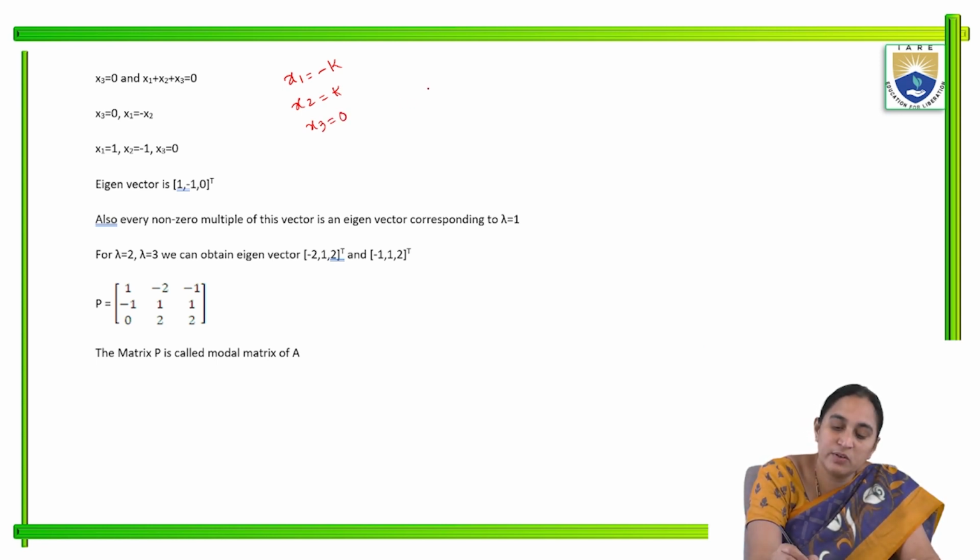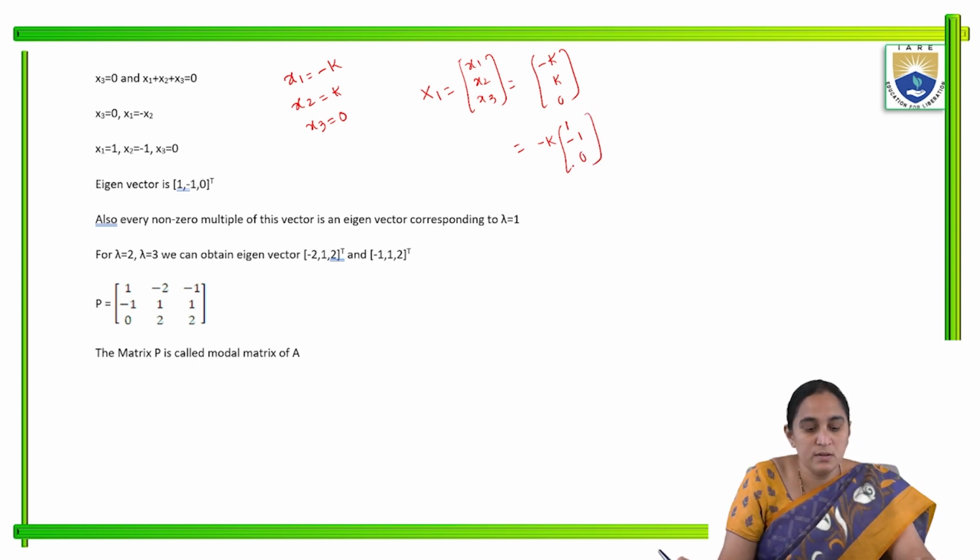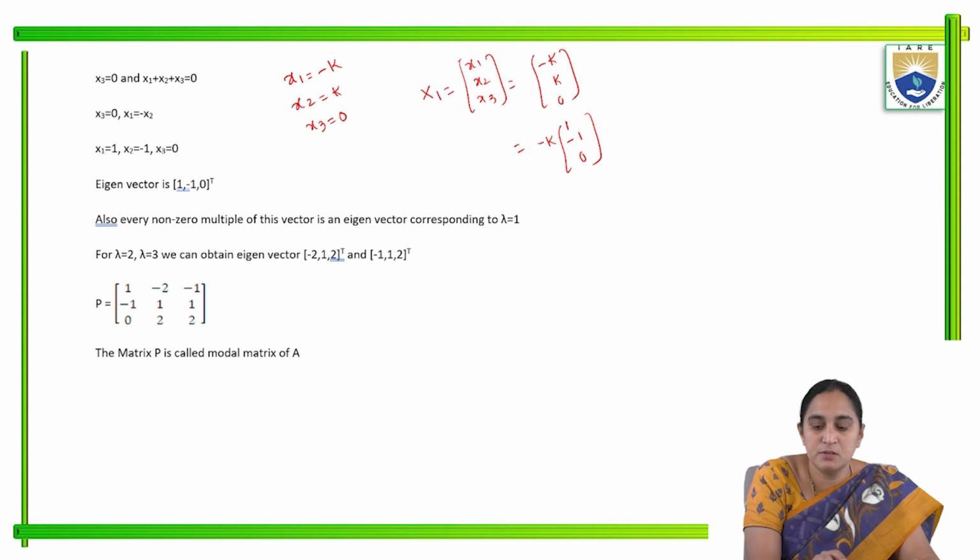Write it as one vector form. That is the eigenvector x1, x2, x3, that means minus k, k, 0. Taking minus k outside, that is 1, minus 1, 0. Observe that the eigenvector is 1, minus 1, 0. We are assuming k as one variable, an arbitrary constant.